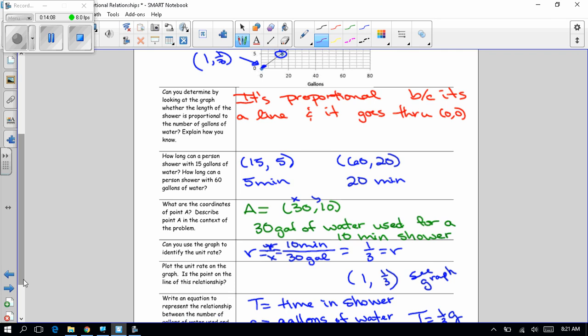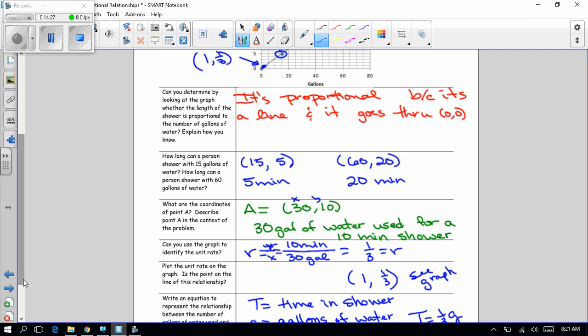Now remember, for the unit rate in the next question, we always write y over x. We always do the vertical over the horizontal first. So 10 minutes, I'm just using the data from above from the last problem. You could pick any of the data sets from above. 10 minutes, 30 gallons, reduce that to 1/3. That is my unit rate.